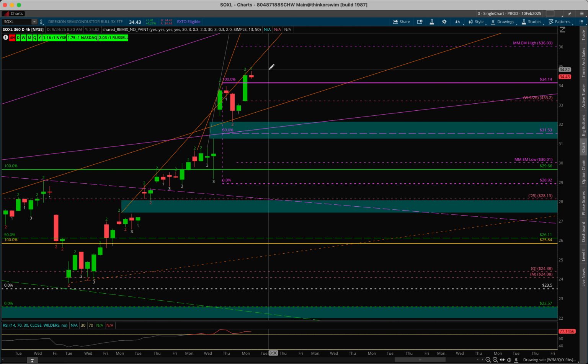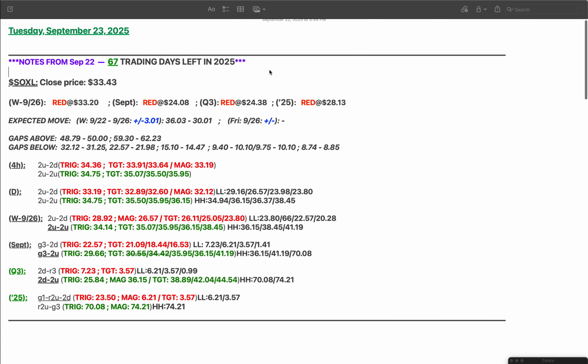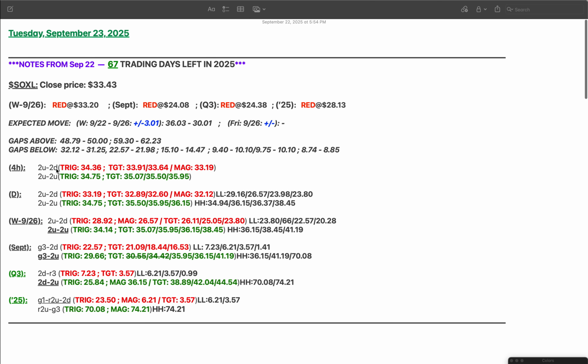But for intermediate targets, we can look at those fib extensions. So if we just switch to our notes real quick, we go up and look at our 4-hour, again, we would have a 2 up, 2 down, triggering at 34.36. Would have a magnitude of 33.19, but again, in the face of the bullish momentum that we have, that's a pretty big move. So we have some intermediate targets of 33.91 and 33.64, which are those fib extensions of the September 17th gap and go. If we go to the upside, we have a 2 up, so a trigger but not a magnitude. We've got a trigger of 34.75, and just from previous price action and Fibonacci extensions, we've got 35.07, 35.50, and 35.95 as our targets. Right, so that's from more of a day trading perspective.